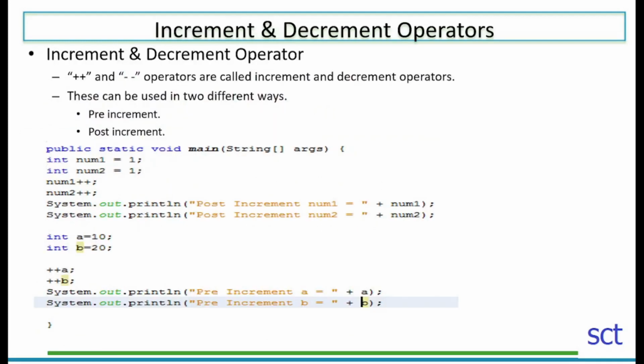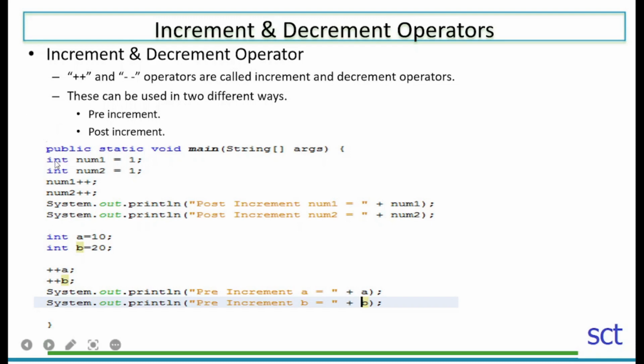Next, we will see about the increment and decrement operators. You have plus plus and minus minus. Plus plus is an increment operator and minus minus is the decrement operator here. This can be used in two different ways, pre-increment and post-increment. Let us take an example here.